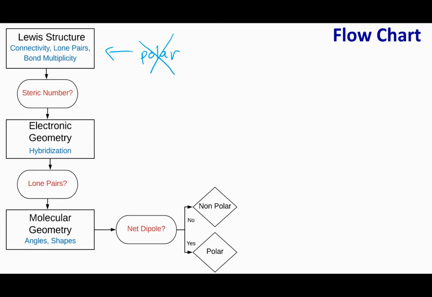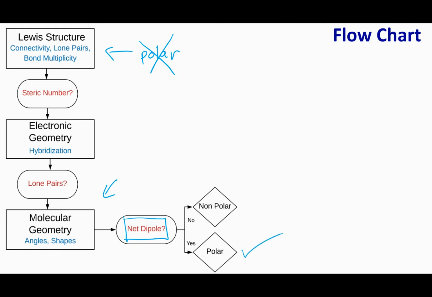You have to go ahead and tell me what the molecular geometry is, and then based off that molecular geometry, you have to draw dipole arrows. Once you have drawn those dipole arrows, you have to ask yourself, is there a net dipole present in that molecule? If there is a net dipole present, that means the molecule is polar.